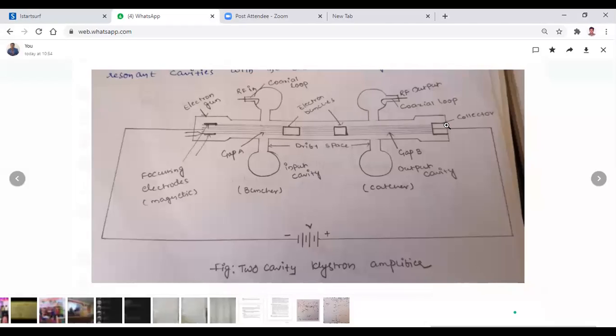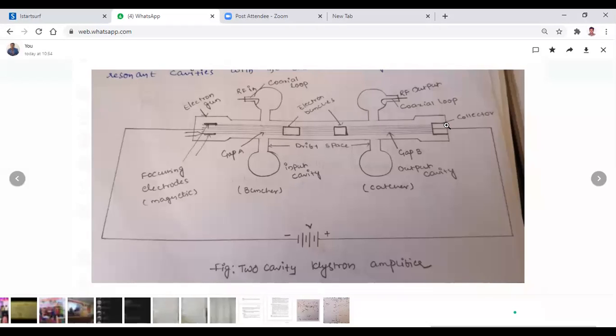What is my main purpose here? I want to amplify the high frequency signal, the RF signal. In order to amplify that, first you have to give the RF signal as an input. So I want to enter this RF signal into this input cavity through the loops. This is the coaxial loop.